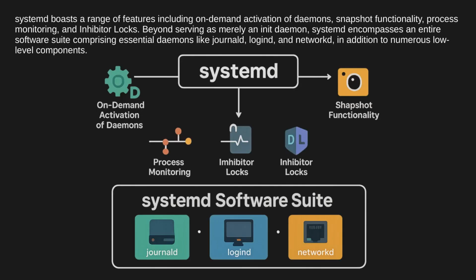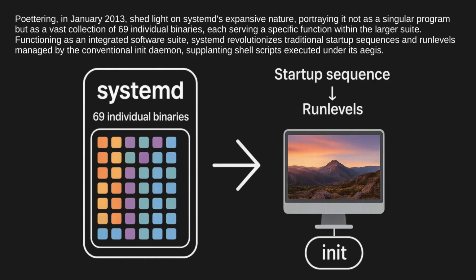Systemd boasts a range of features including on-demand activation of daemons, snapshot functionality, process monitoring, and inhibitor locks. Beyond serving as merely an init daemon, Systemd encompasses an entire software suite, comprising essential daemons like journald, logind, and networkd, in addition to numerous low-level components. Poettering in January 2013 shed light on systemd's expansive nature, portraying it not as a singular program, but as a vast collection of 69 individual binaries, each serving a specific function within the larger suite.